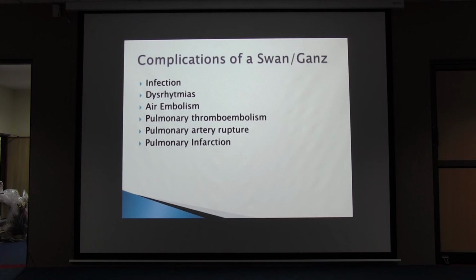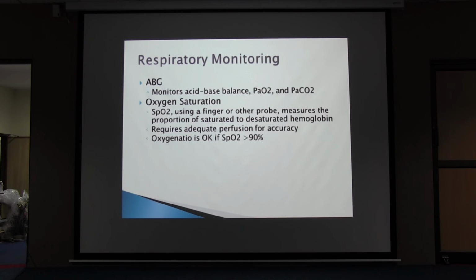Okay, and again it also has complications. You should be very careful in placing these catheters. These are the complications, right? And the monitoring includes respiratory monitoring, that is the ABG. And then you should also assess the ventilatory parameters. So all these things should be done when you are monitoring the parameters.